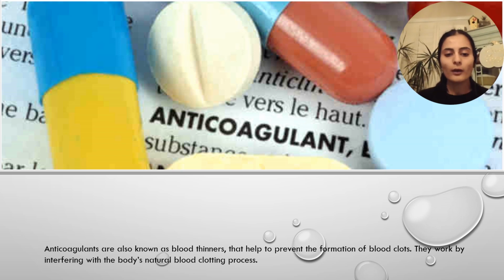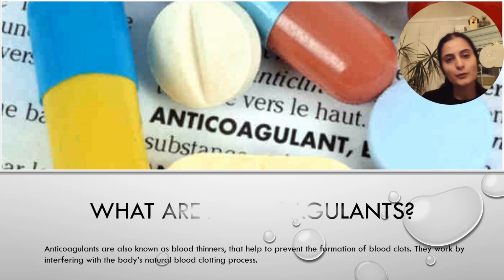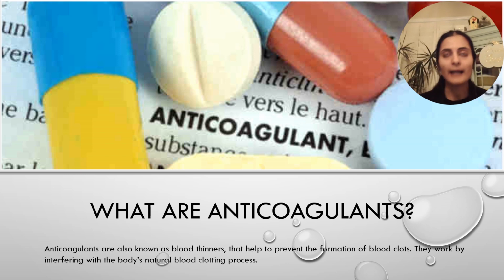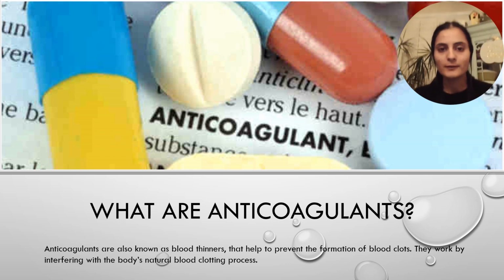Now, first of all, what are anticoagulants? Anticoagulants are also called blood thinners, which are used to prevent the formation of blood clots. Normally, they interfere with the natural blood clotting process, and these anticoagulants work through two cascades, the intrinsic pathway and extrinsic pathway, which we discuss further in the mechanism of action. So, now let's discuss the mechanism of action.